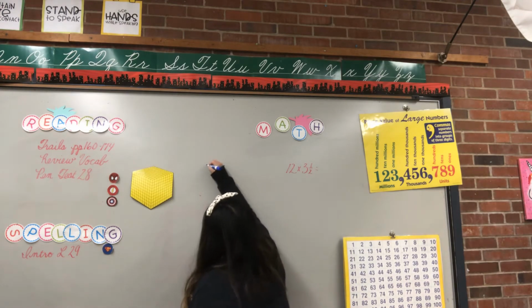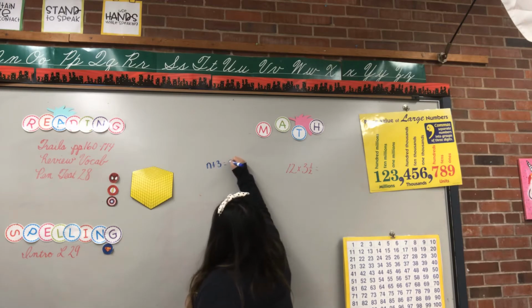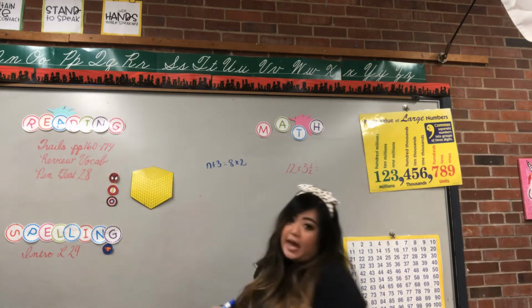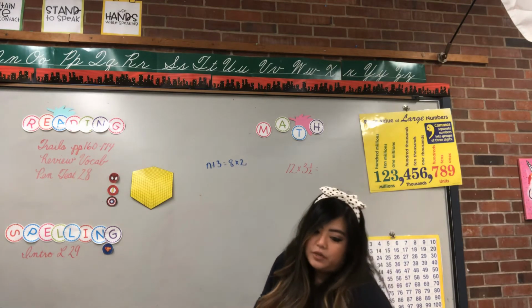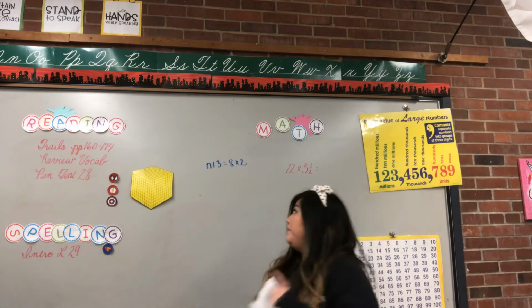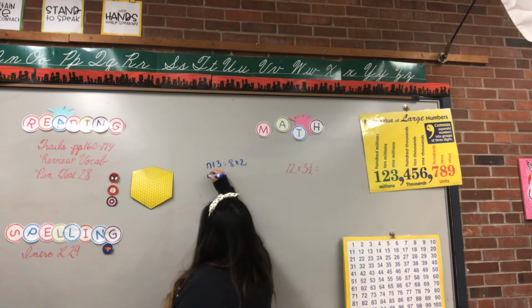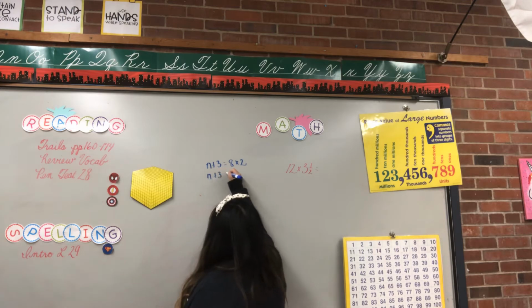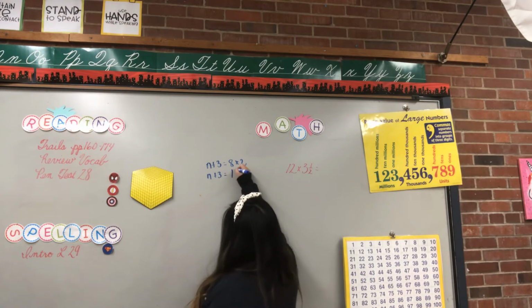N plus 3 equals 8 times 2. Remember, the first thing we do is solve the side we know. N plus 3 equals 8 times 2 is 16.